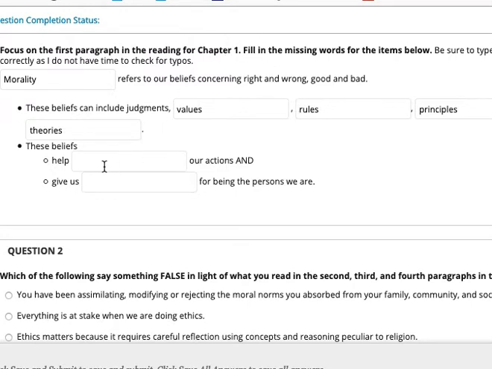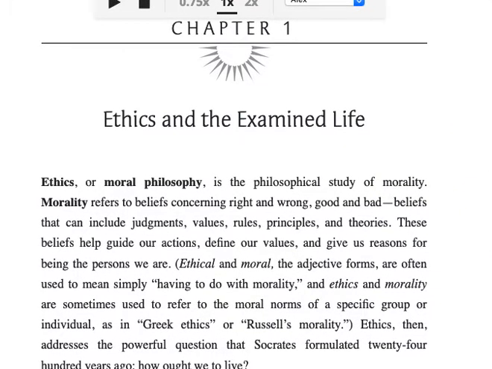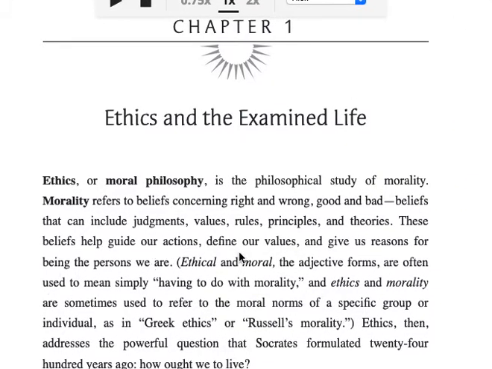All right, so she has 2 more blank spaces. These beliefs, I know I'm still in chapter 1 and that I'm still in the first paragraph. So now I need to go back to the reading to see what else it has to say. These beliefs help guide our actions, define our values, and give us reasons for being persons we are. Okay, so that's about what ethics can do with respect to our beliefs for us.